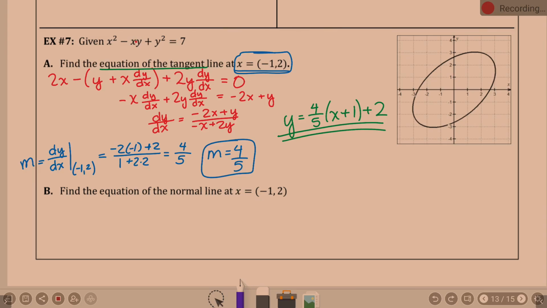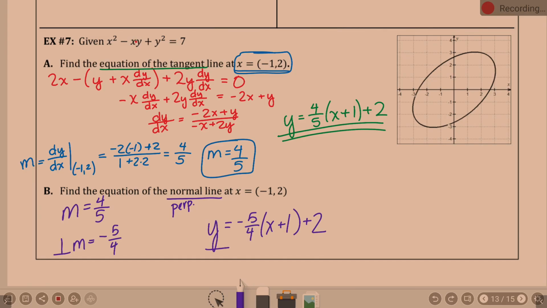Okay. So my given slope up above was 4/5. Do you guys remember normal line that I take it? Just the opposite, so negative. Yeah. It is the perpendicular line, and so the perpendicular slope is indeed the opposite reciprocal. So negative 5/4. So yes, y equals negative 5/4 times x plus 1 plus 2. Okay?